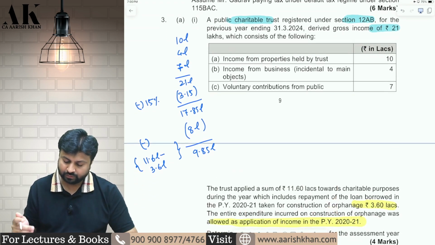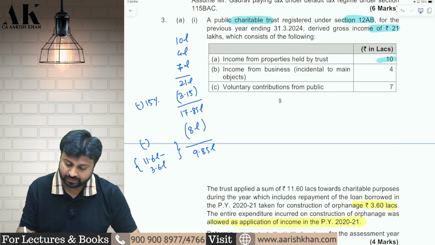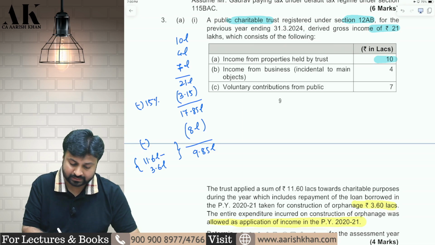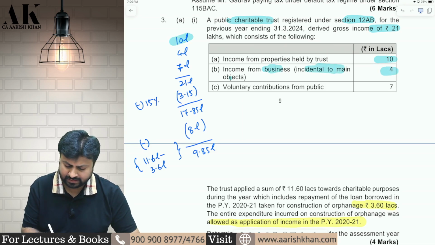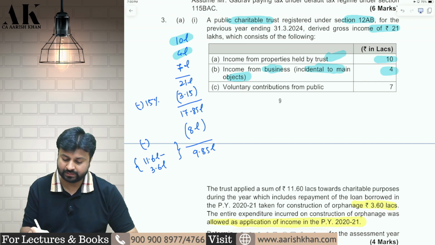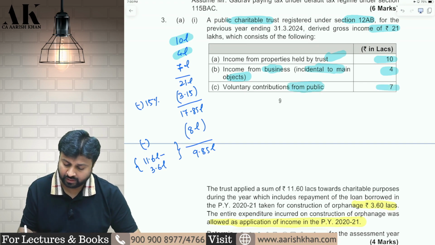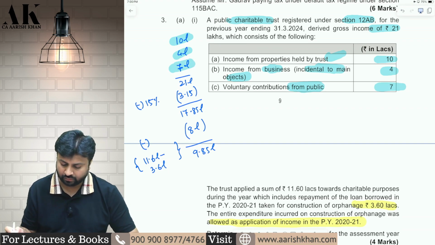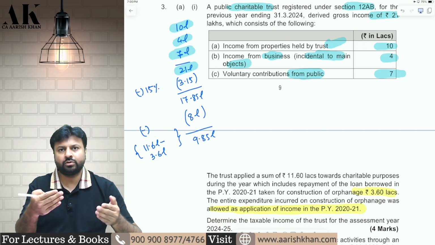Now, we will compute the income of this particular trust. 10 lakh rupees is received from the property held by the trust. So, I will write 10 lakh rupees first. Then 4 lakh rupees is received from business, which is incidental to the objects of the trust. So, I will add 4 lakh also over here. That is also subject to exemption because the business is incidental to the object. Then 7 lakh rupees is voluntary contribution from public. So, I will write that over here. Now, 21 lakh is the total income of the trust.